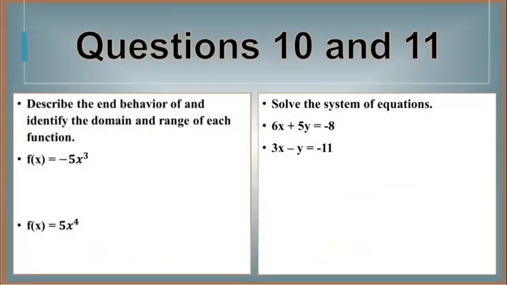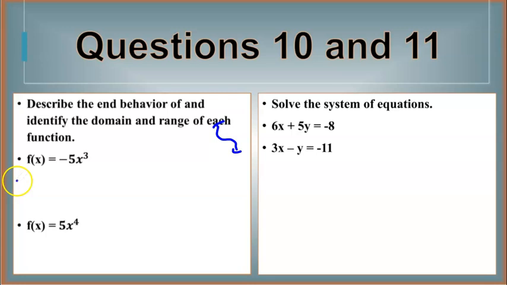Question 10. Describe the end behavior of and identify the domain and range of each function. So here I have a function negative 5x cubed. Since the degree is odd, I know it's going to be like an S shape. I know the leading coefficient is negative, so that means it goes down from left to right. So it's going to look something like this.